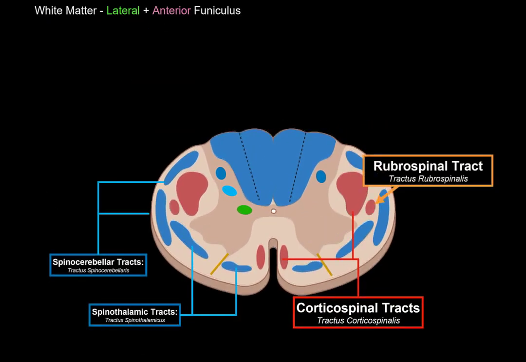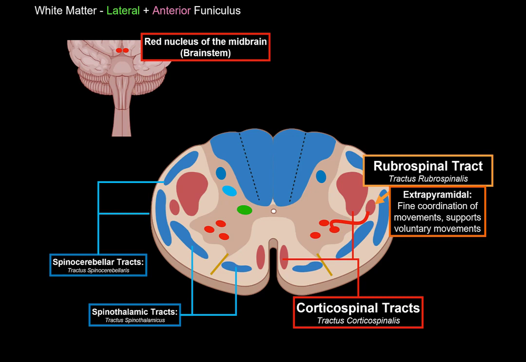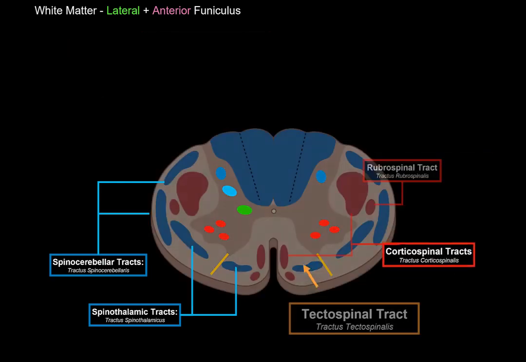Next, we have the rubrospinal tract. Rubro means red, and the reason why they're called rubrospinal tract is because we have red nuclei located inside the midbrain of the brainstem. So these fibers are extrapyramidal fibers because they originate from the red nucleus of the midbrain and go down as the rubrospinal tract. And remember, extrapyramidal tracts are responsible for fine coordination of movements and support voluntary movements. So they make our voluntary movements more precise. So that is the rubrospinal tract.